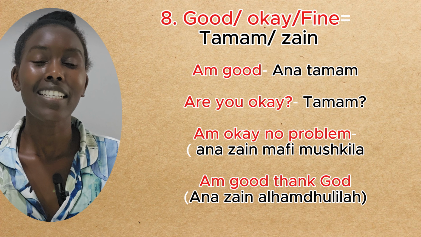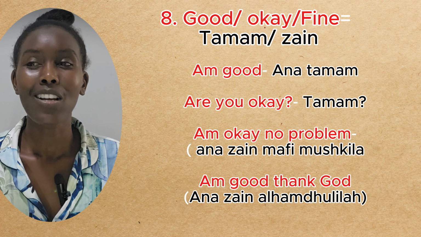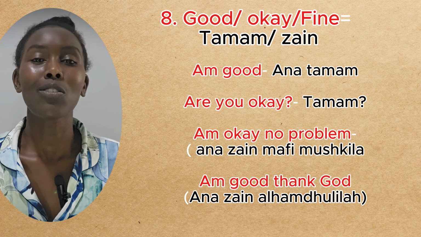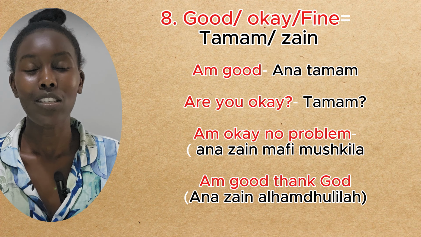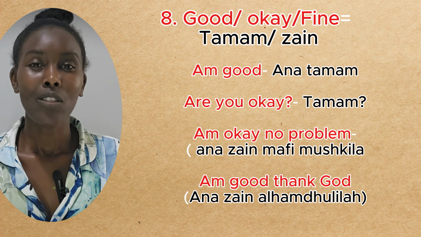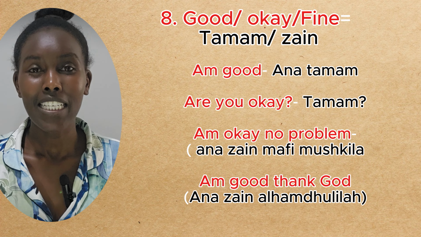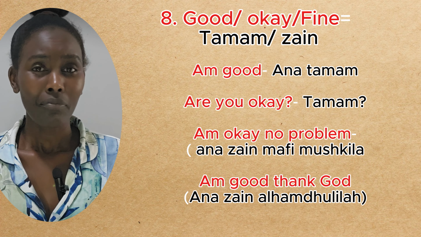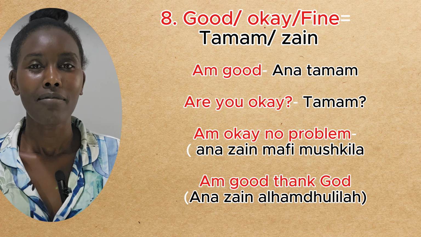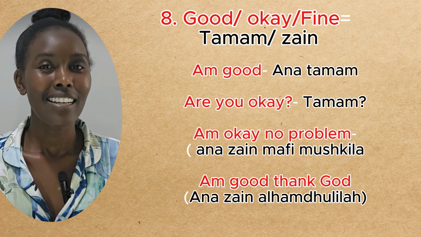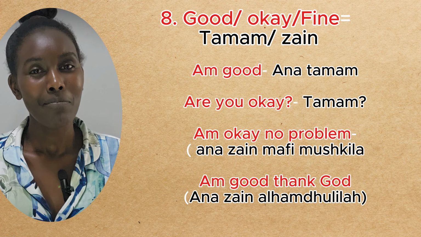Mafi mushkila is really commonly used here in the UAE. I hear this a lot, not only from the locals but also from other nationalities. So it's a common word that is used here in the UAE. So, ana okay, mafi mushkila. You can even mix English and Arabic. If someone asks you, enta tamam? You can answer: نعم ما في مشكلة أنا أوكي أنا زين أنا تمام ما في مشكلة.